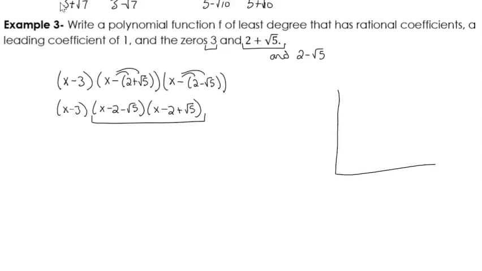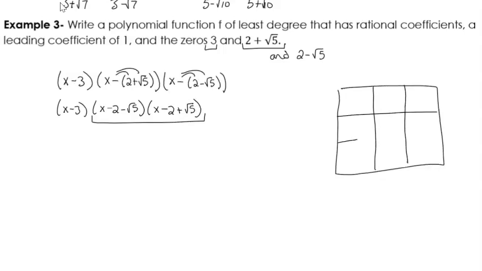So I'm going to use a box to do that. They each have 3 terms, so my box is going to be a 3 by 3. And the box just helps us stay organized. All right, x minus 2 minus the square root of 5, x minus 2 plus the square root of 5.